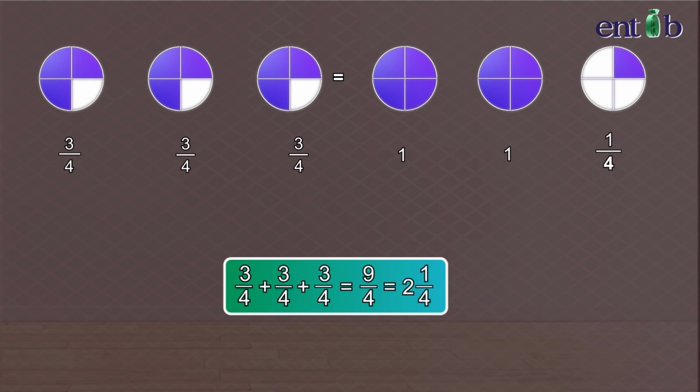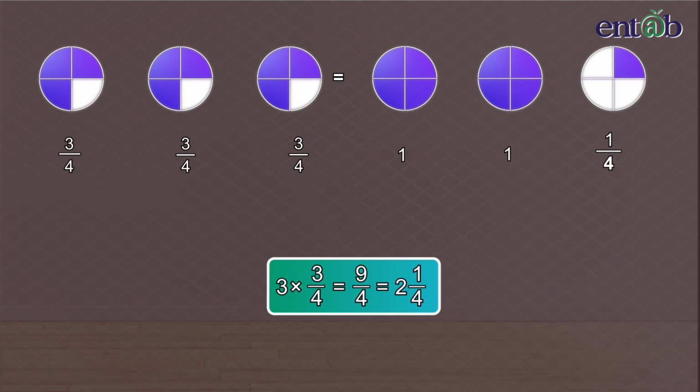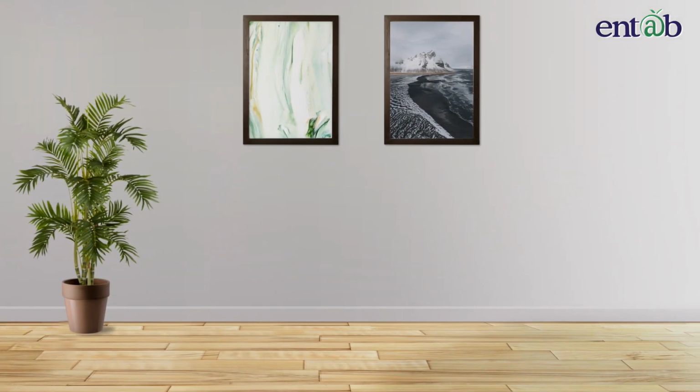Also, multiplication gives the same result as repeated addition. So, we can say that 3 times 3/4 is equal to 9/4, which is equal to 2 1/4. Can you now tell what this picture represents? Let us summarize what we have learnt in this module.